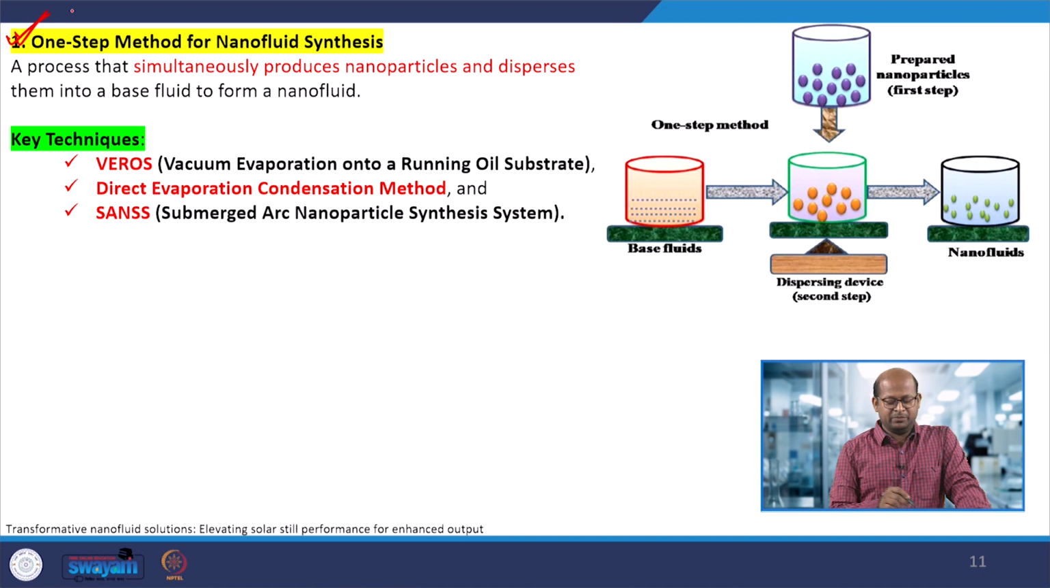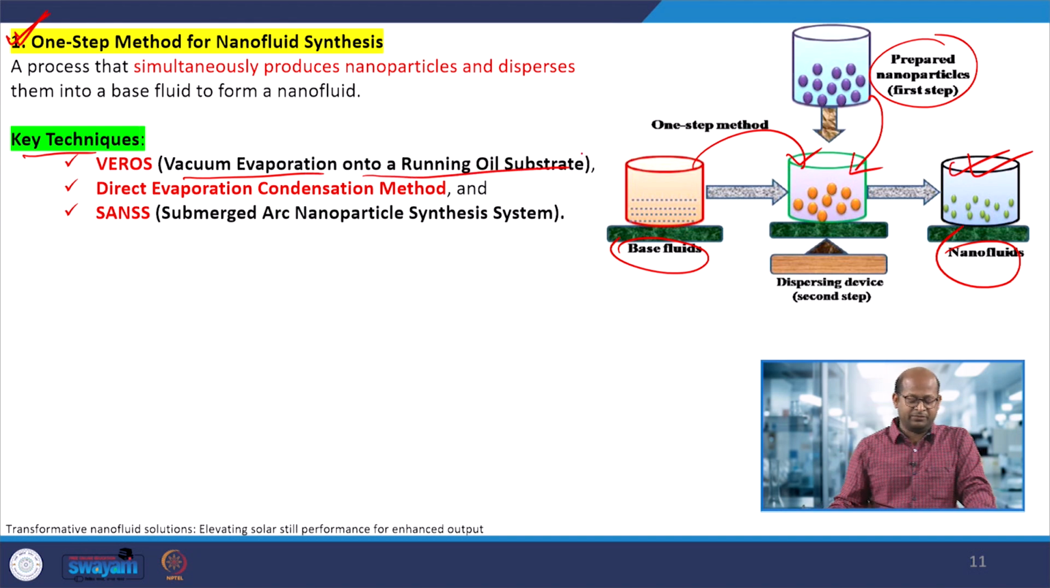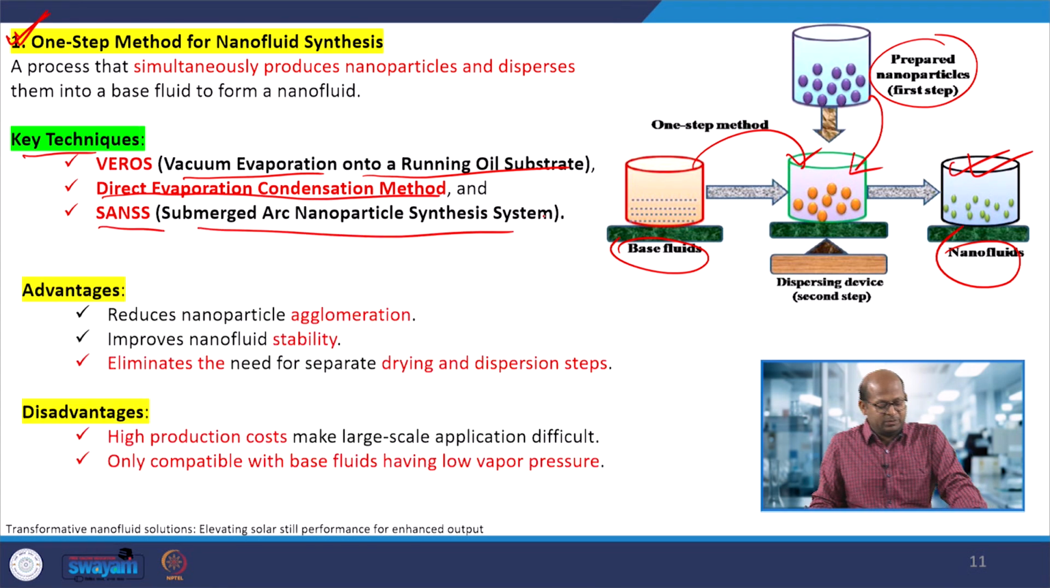In the one-step method, as I said, you have to take the base fluid and the nanoparticles, mix both of them up, and then we can get nanofluids. Here the key steps, meaning different types of procedures, are there. The key techniques are vacuum evaporation onto a running oil substrate, the direct evaporation condensation method, or the submerged arc nanoparticle synthesis method.